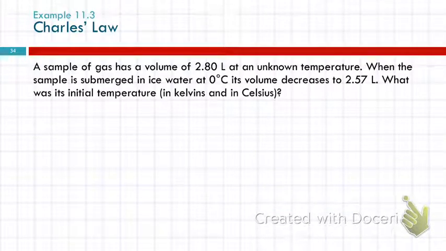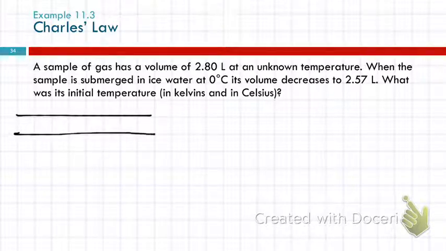So we can do problems using Charles' law, and we're going to take the same approach. A sample of a gas has a volume of 2.8 liters at an unknown temperature. When the sample is submerged in ice water at 0 degrees Celsius, its volume decreases to 2.57 liters. What was its initial temperature in kelvins and in Celsius? So again, we're going to make a table and identify what all these numbers are.